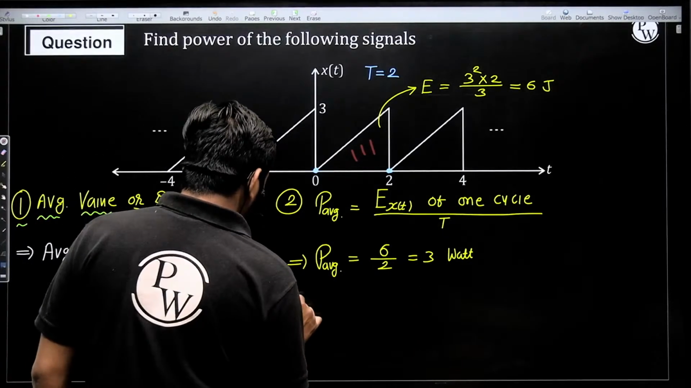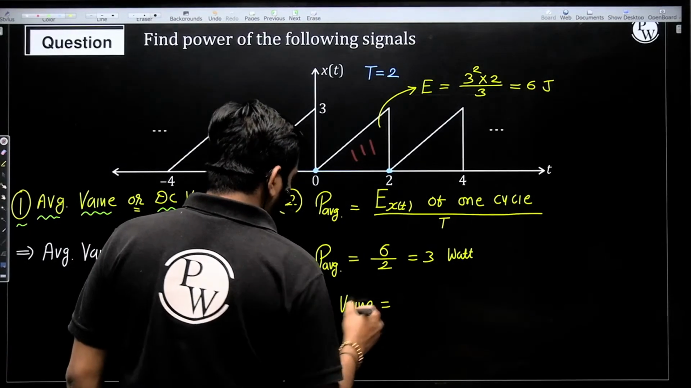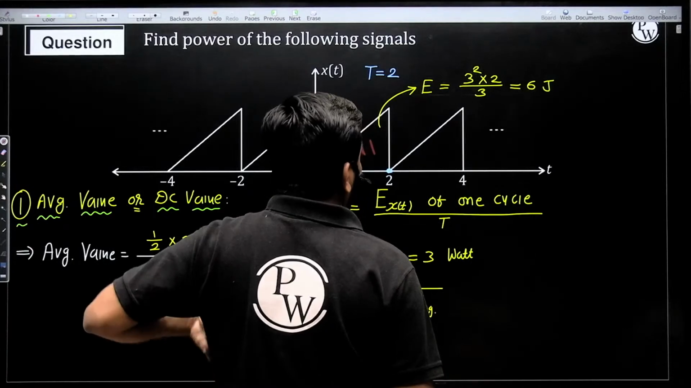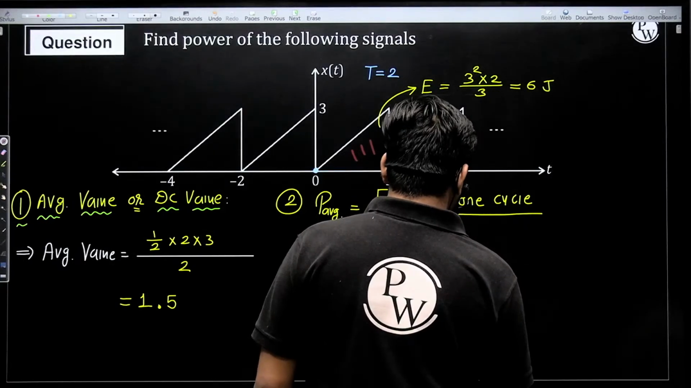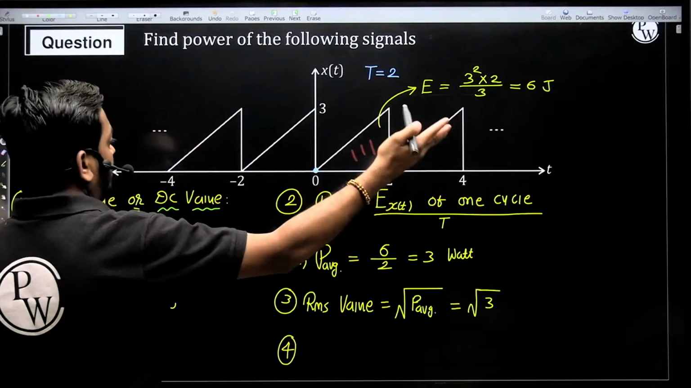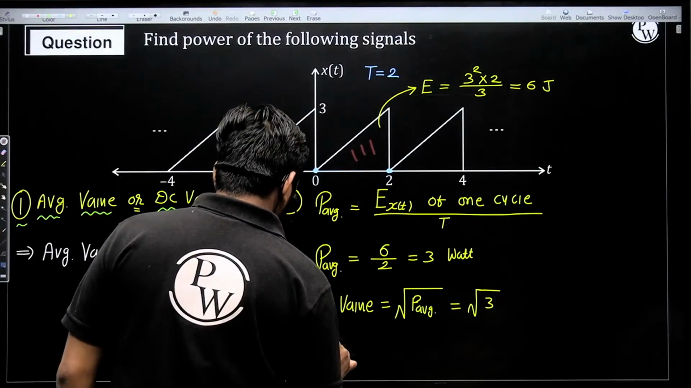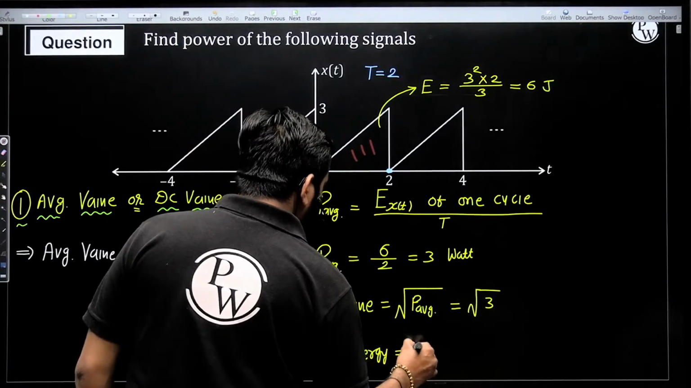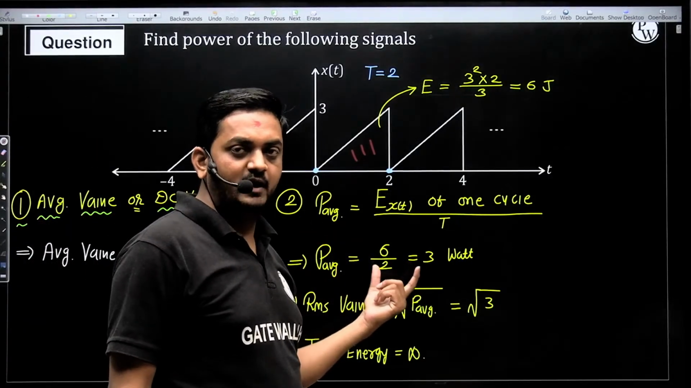What is the RMS value? If we calculate RMS value, the square root of average power, so it is root of 3, that is 1.73. And total energy: it is a periodic signal, so there are infinite number of cycles, and energy of one cycle is finite, so total energy will be infinite. Again you can see this is also periodic signal, and we got the finite power and infinite energy.